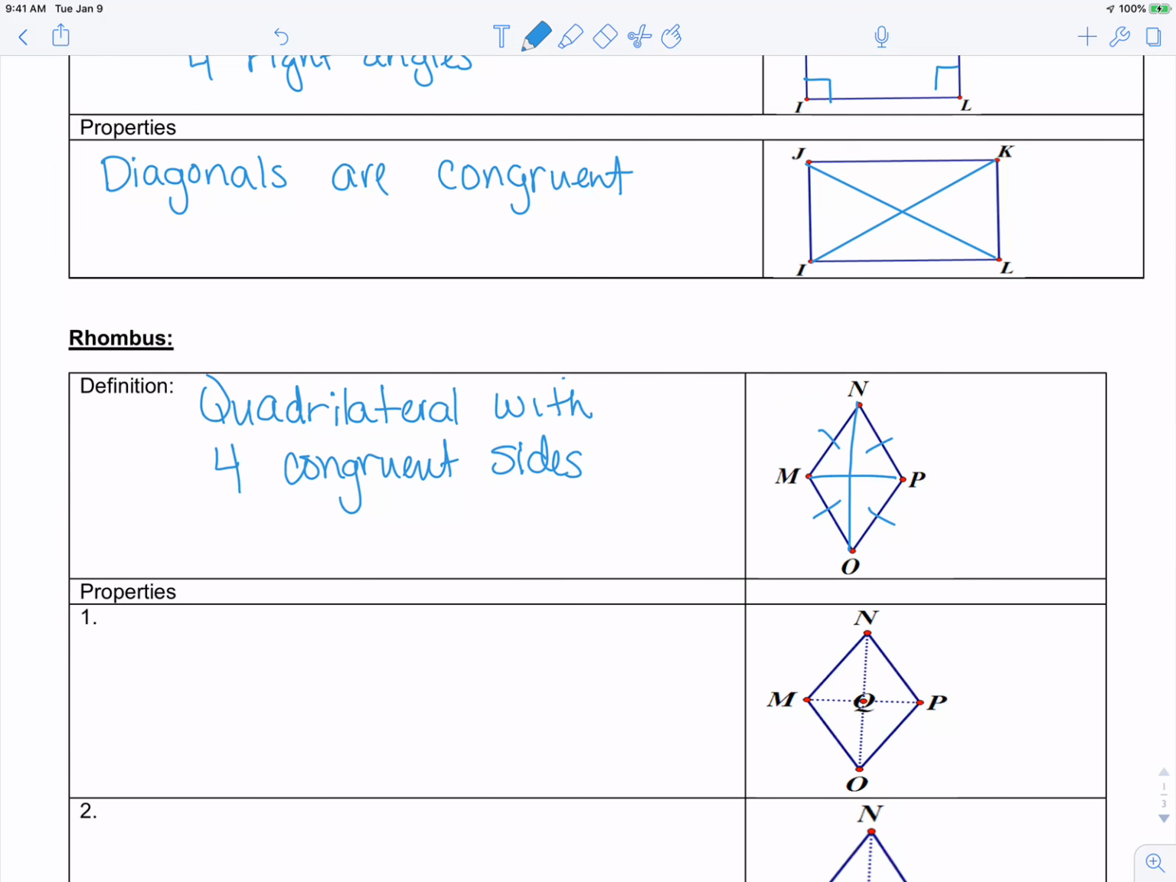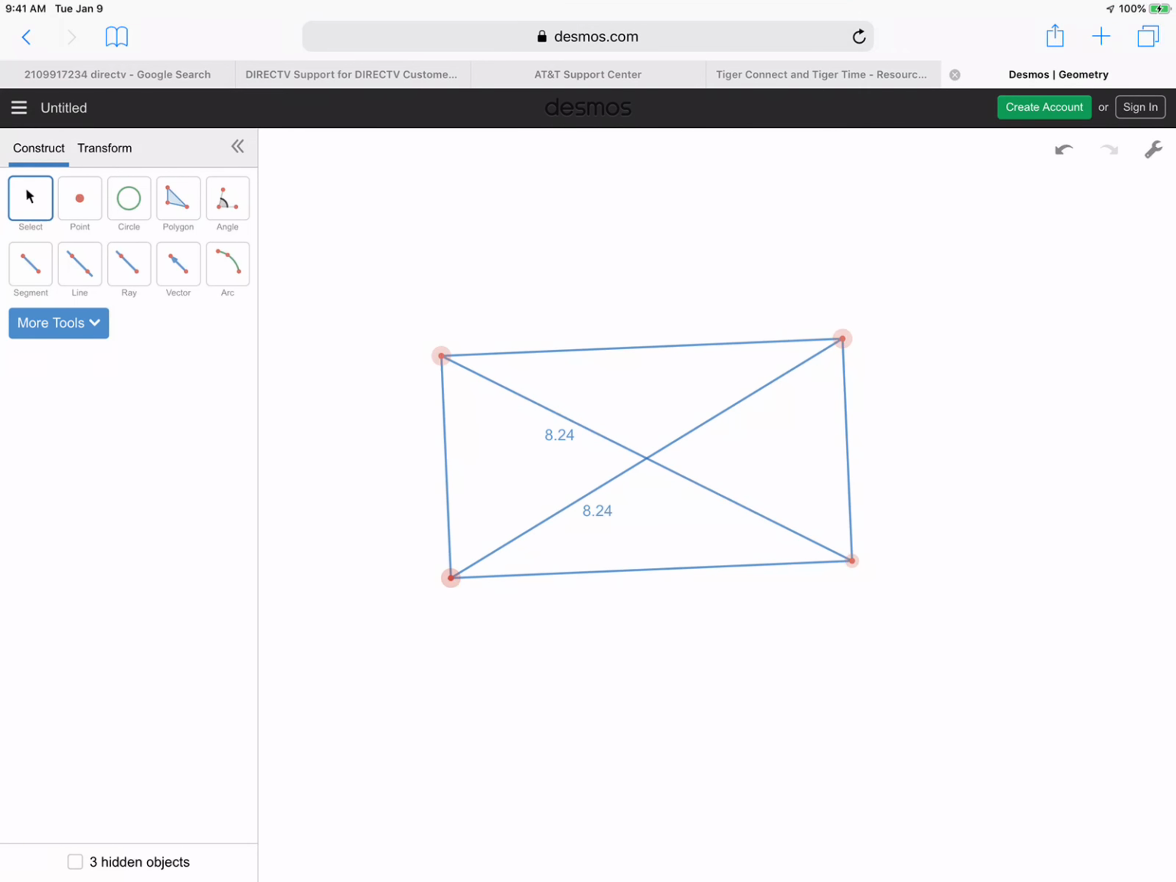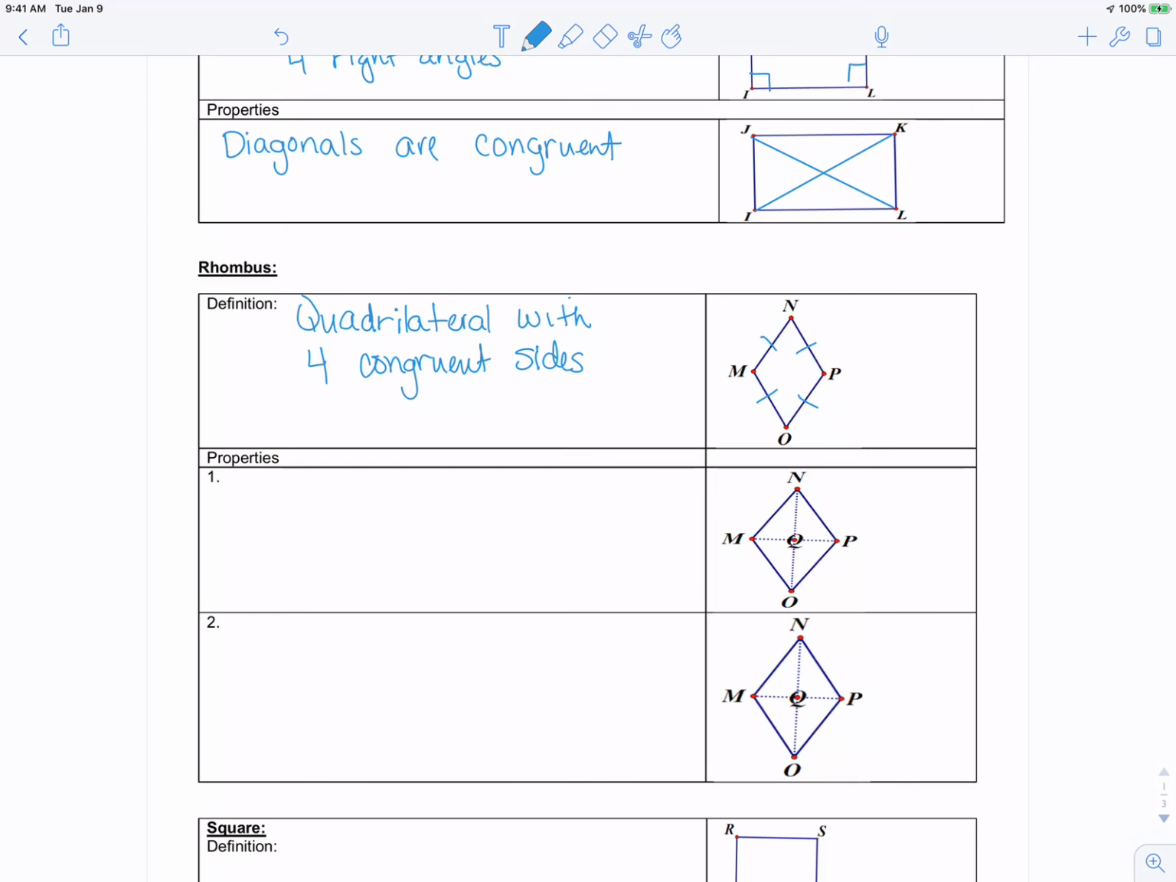Now, as you would probably guess, the diagonals of a rhombus are not congruent, if you can tell that MP is a lot shorter than NO. But the rhombus does have some of its own diagonal properties. So let's take a look at that. I'm not going to be able to construct one right now, so I'll just tell you what those properties are.